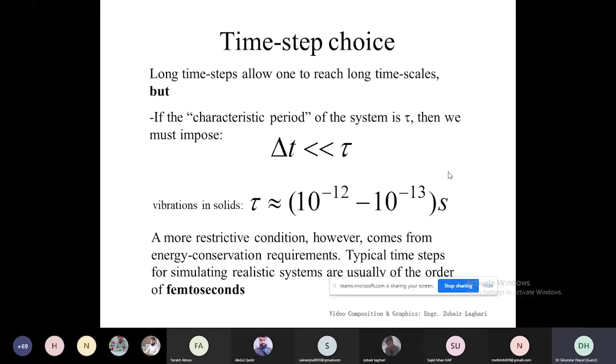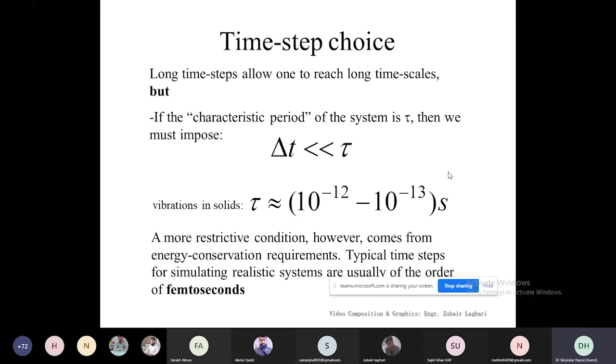If the characteristic period of time is tau, then delta t must be less than tau. Tau here represents the atomic oscillations, and we have an idea that the period of atomic oscillation is in the range of 10 to the minus 12 to 10 to the minus 13 seconds. We have to take the time step less than this one. That's why we take femtoseconds in the Nordic algorithm, to catch those oscillations which are occurring in the molecular dynamics.